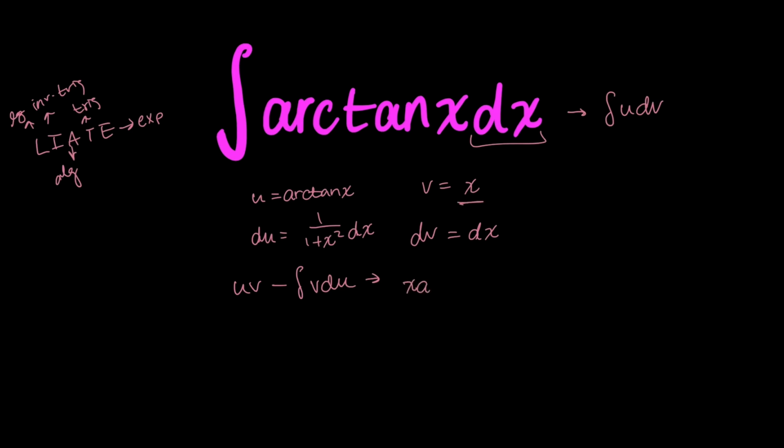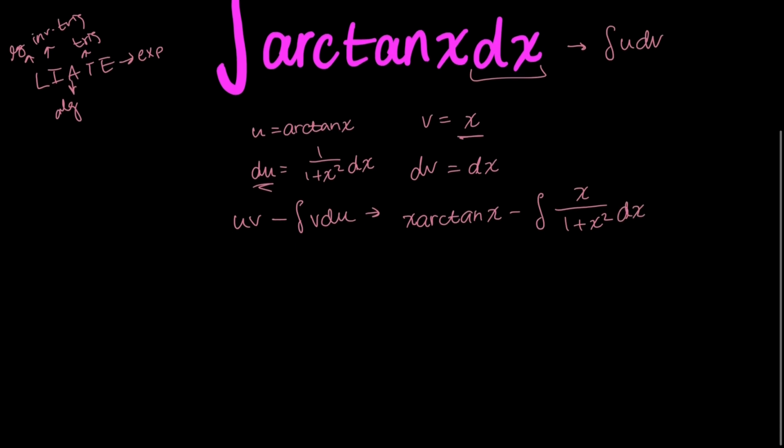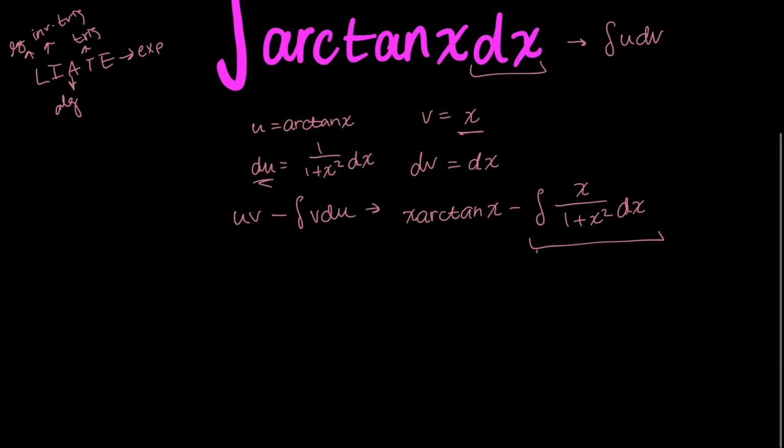So x arctan x minus the integral of x over 1 plus x squared dx, because du is equal to that and v is equal to x. I'm going to do this integral on the side. We notice that we have a function in the bottom and its derivative on top, and that tells us that we could do a u substitution. But we already used the variable u, so I'm going to do a t substitution instead.